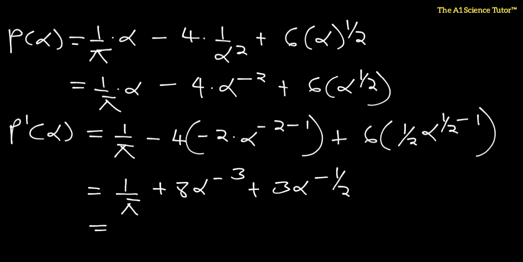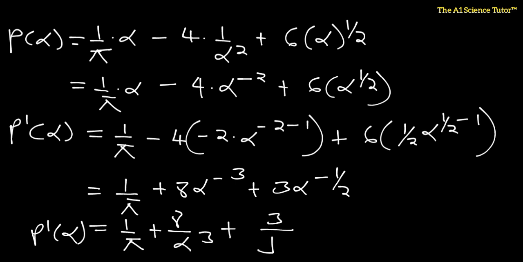So this could be rewritten as 1 over pi plus 8. Well, I think I'm going to take this a little bit up and make the alpha go down. And so this is what we have. Plus, we have 3 there, and square root of alpha. So this is basically the answer to the question.